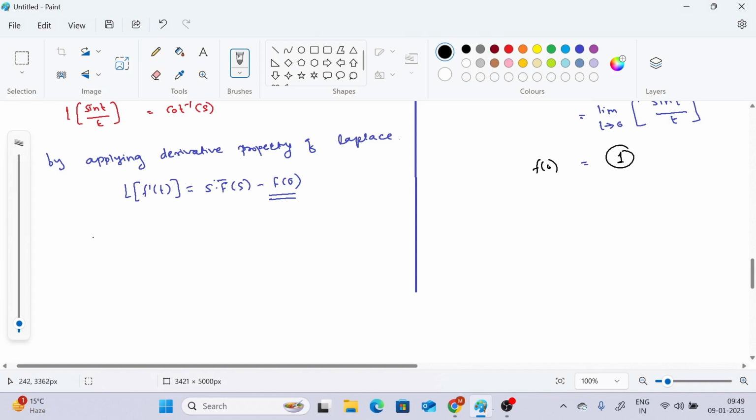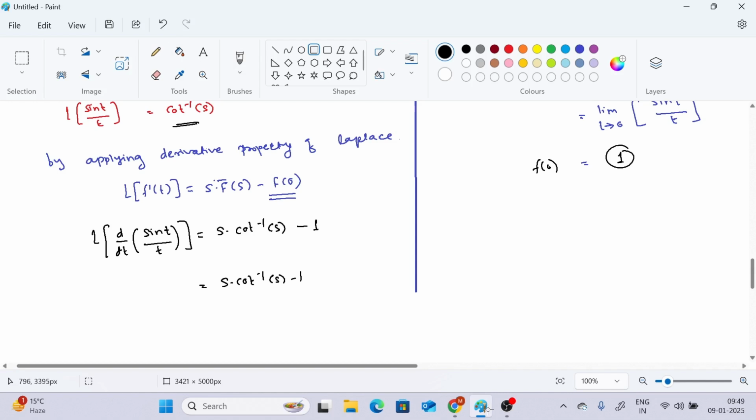Then we are going to apply the same logic: Laplace of d by dt of sin t upon t is equal to, yes, f bar of s, which is cot inverse of s, minus f of 0, whose value is 1. So this is the answer, right? This we have to find out.